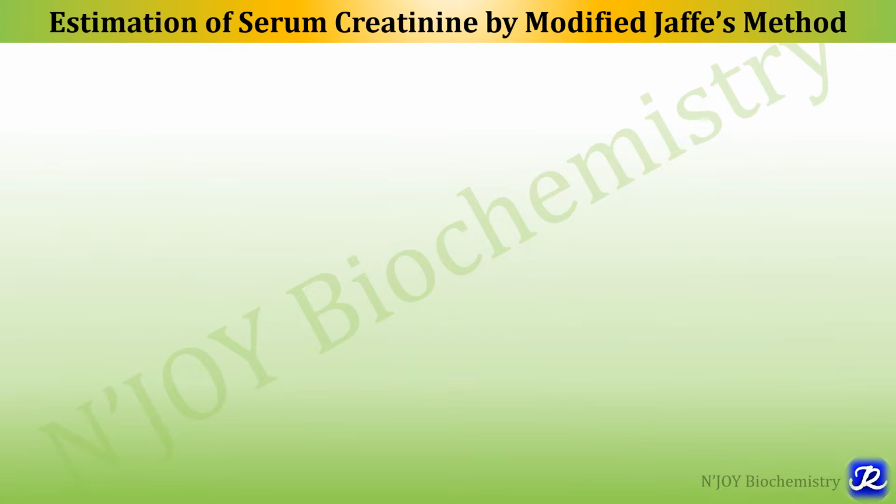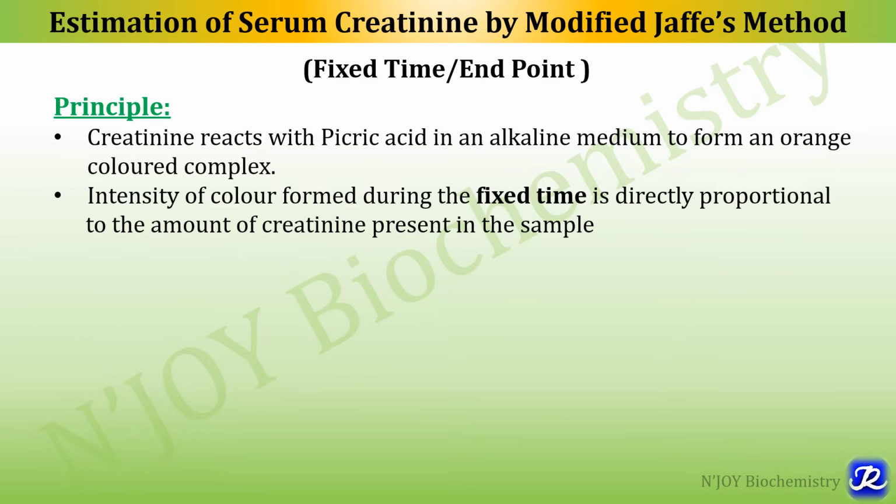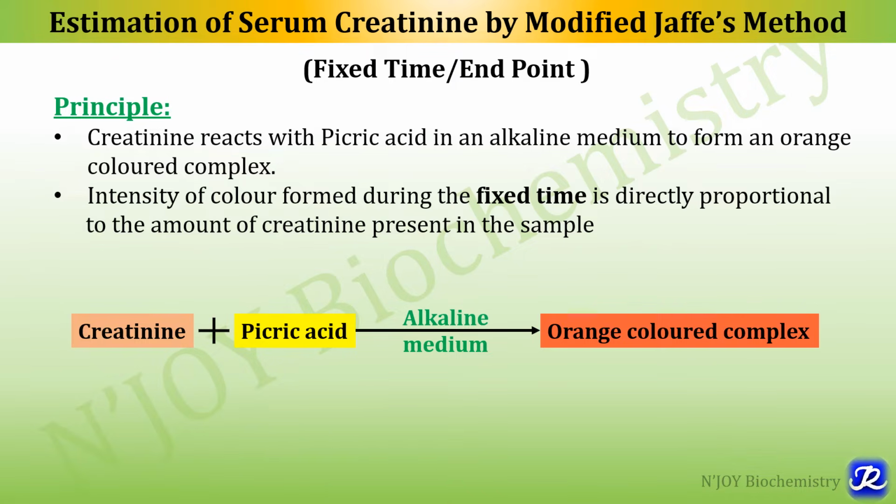Now let's estimate the serum creatinine by modified Jaffe's method. It is a fixed time and endpoint method. What is the principle of this method? Here, the creatinine in the given sample reacts with picric acid in an alkaline medium to form an orange color complex. Intensity of that color formed during the fixed time is directly proportional to the amount of creatinine present in the sample. The principle is the same for both estimation of serum creatinine and urine creatinine.